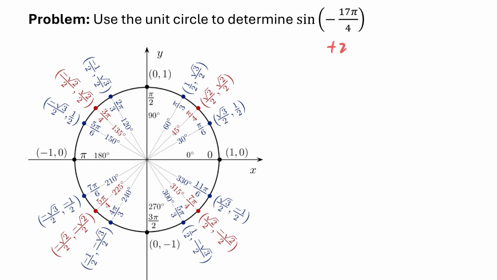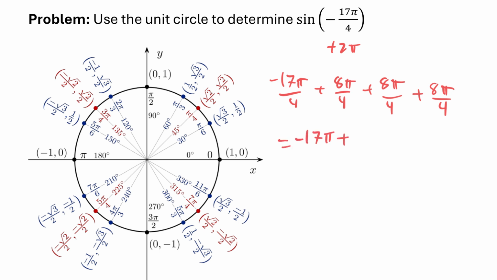All right, so we need to add groups of 2 pi. Now, this is tricky again because we have the fractions. So let's write it as 8 pi over 4, because 2 pi is the same as 8 pi over 4. And 8 plus negative 17, that's not going to become positive yet. So we're probably going to need to add another 2 pi. 2 8s will be 16, but positive 16 with that negative 17 still won't be positive. So let's add one more group of 2 pi. All right, 8, 16, 24. So this is negative 17 pi plus 24 pi over 4.